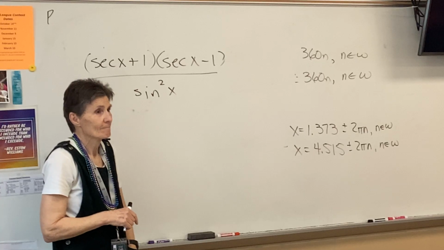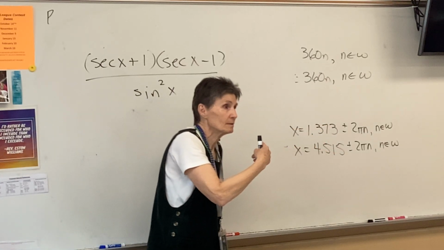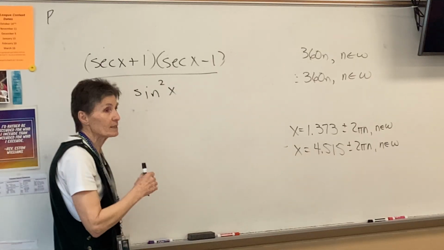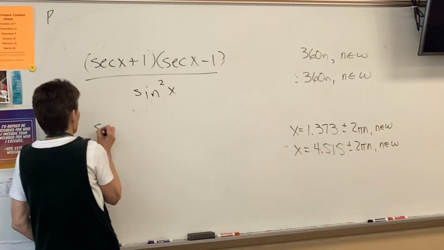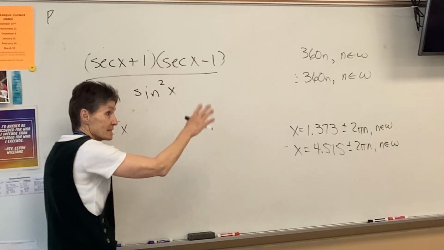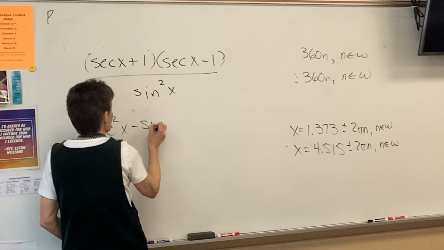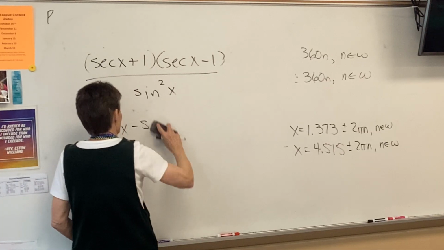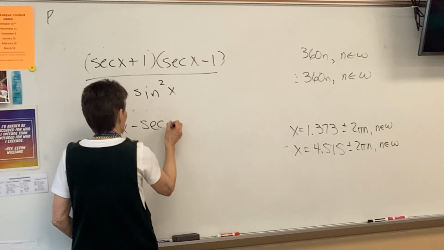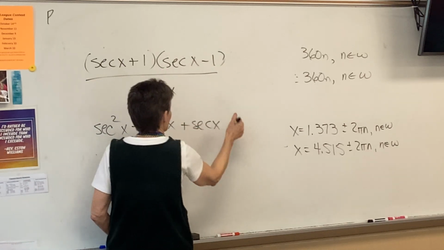Multiply out the top. Isn't the top a FOIL? Yeah. We're just going to multiply out the top and see what happens. So we have secant times secant. That's of course secant squared. Outsides, insides, and lasts.